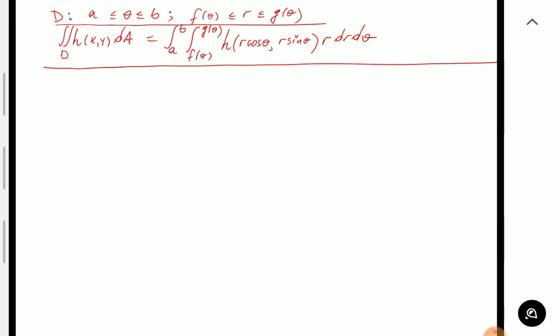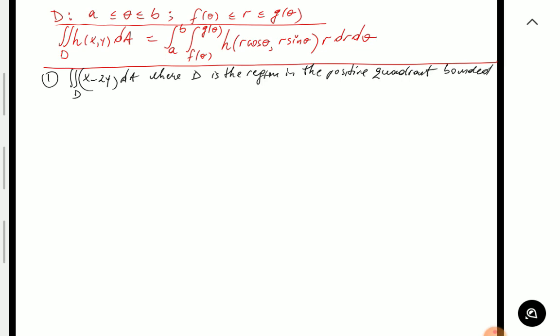So let's say the problem states the following: find the double integral of the function x minus 2y, where the domain D is the region in the positive quadrant of the plane, bounded by the circle, and that's a keyword to indicate that probably polar coordinates are the way to go. The circle x squared plus y squared equals 4, the lines x equals 0 and y equals x.